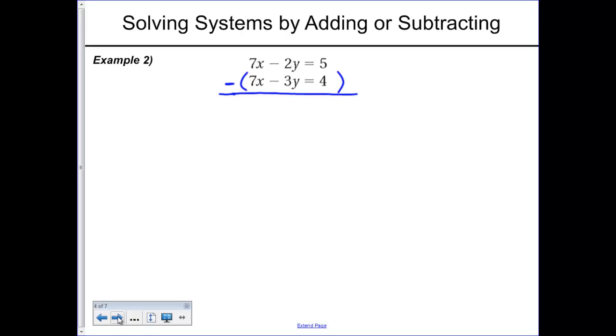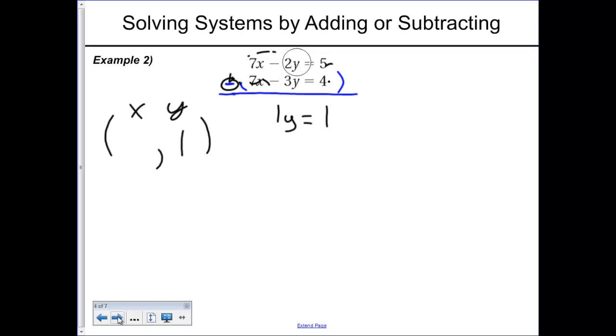So what we have here is 7 minus 7, which is 0x, that cancels out. Negative 2 minus a negative 3, well, that's really plus 3. So negative 2 plus 3 gives you 1y, and that's equal to 5 minus 4, which leaves you with 1. So in this case, half of our solution of x and y has a value of 1.